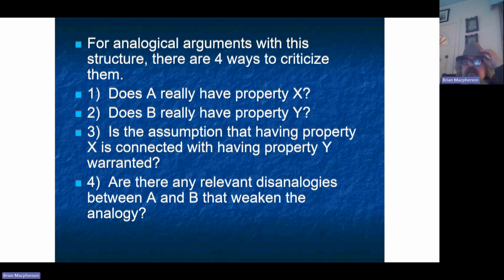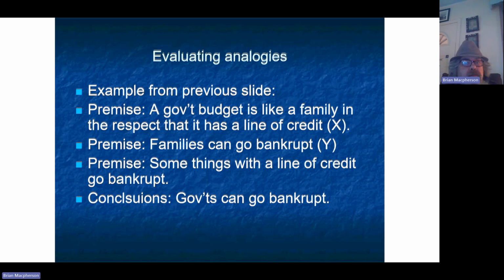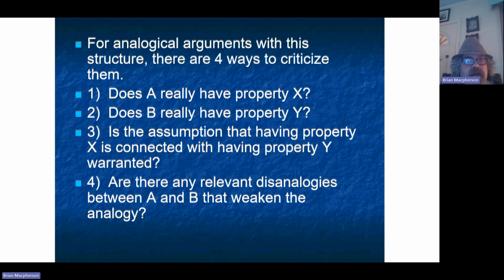Now, obviously, you have to have ways of criticizing or critically evaluating analogies, right? So for analogical arguments, there are 4 ways to criticize them. Any argument with the structure discussed on the previous slide can be critiqued in the following ways. First of all, you can ask, does A really have property X? Is it the case that families have lines of credit?